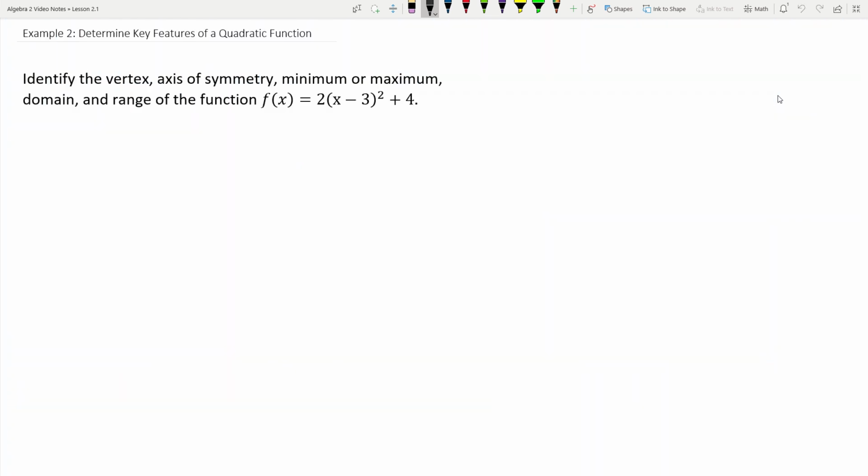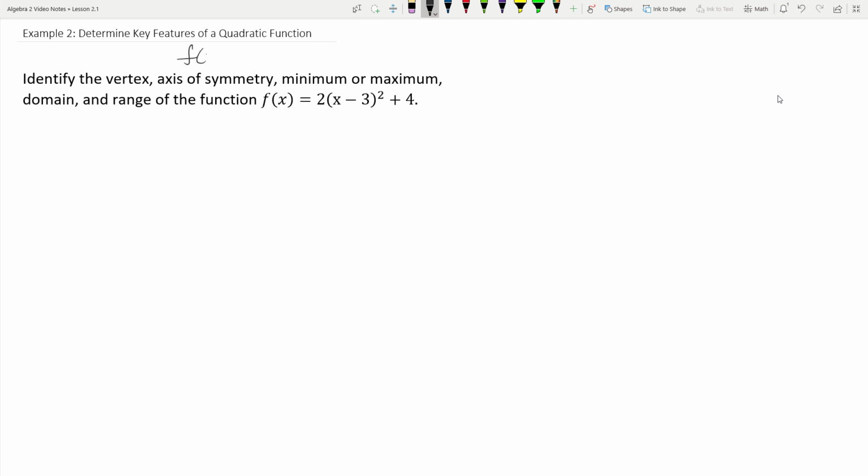All right, so now let's look at another example. So now we want to actually determine the key features of the quadratic function. We already talked about how to find the vertex, so we're going to quickly review that. But we also want to go over axis of symmetry, minimum or maximum, as well as domain and range. So again, let me rewrite out the vertex form.